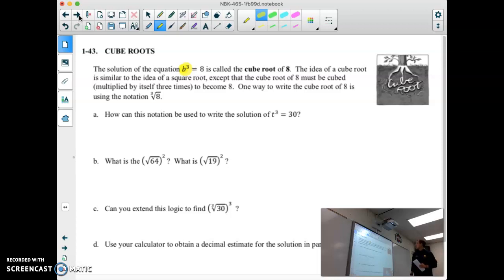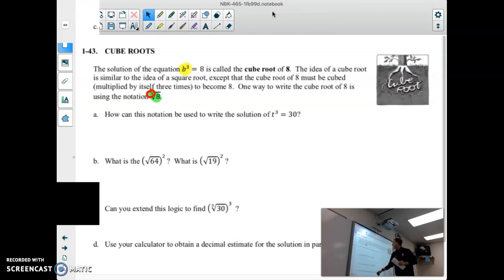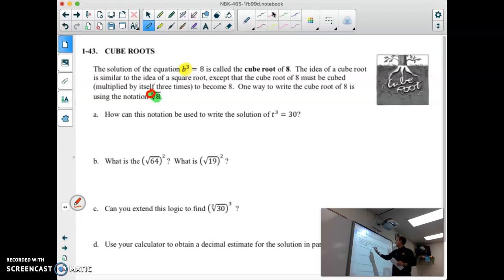One way to write the cube root of 8 is using the notation right here that looks like the square root symbol, but there's this little 3 over the top of that. That tells us that we are taking the cube root. So the cube root of 8 is equal to 2, because 2 times 2 times 2 gets us back to 8.